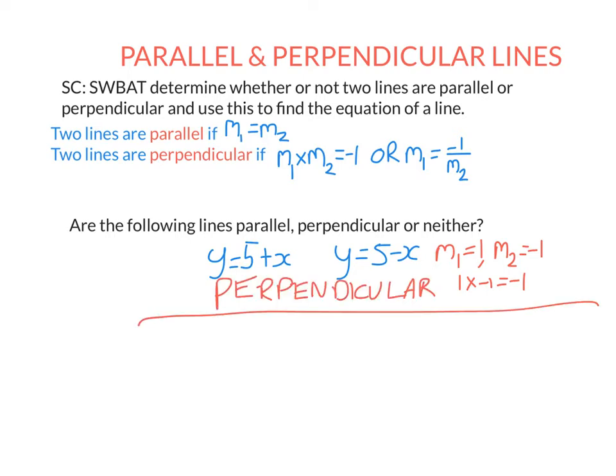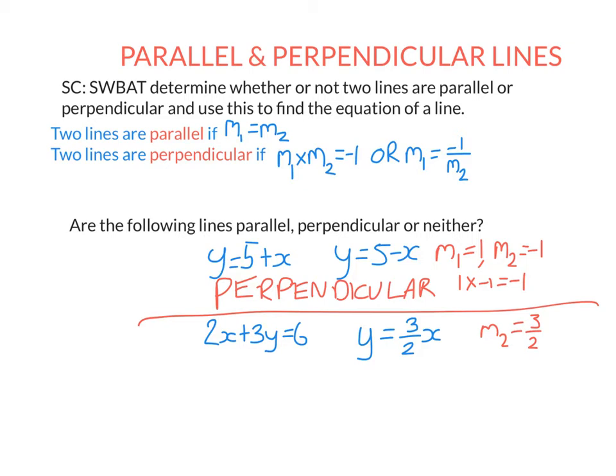Okay, let's look at another example that's slightly harder. So let's look at these two lines. We need to first determine their gradients before we can tell whether they're parallel, perpendicular, or neither. The gradient of the second line is really easy to find. It's just the number in front of x. So that gradient is 3/2. But if we look at the first line, a lot of people would think the gradient is 2 because that's the number in front of x, but it isn't.